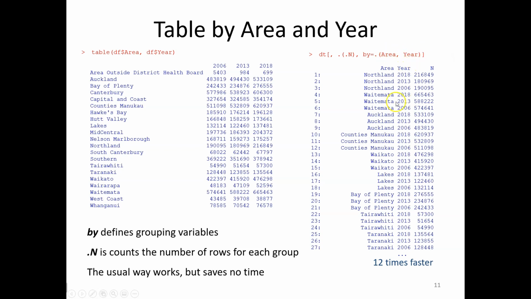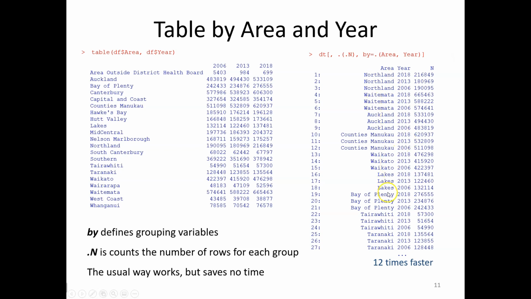And what we get in return doesn't look exactly the same. It's more like an aggregated thing here. So we have Northland for 2018, Northland for 2013, and Northland for 2006, and so on. But the good thing is that this version turns out to be 12 times faster than this one. And you may also notice that these areas are in alphabetical order here, and they are not there. They're in the order of appearance, so to say. So the first occurrence of an area was Northland, so that ends up on the top.